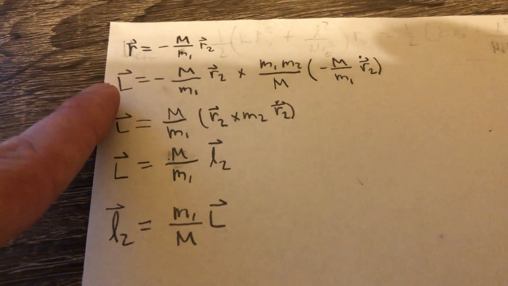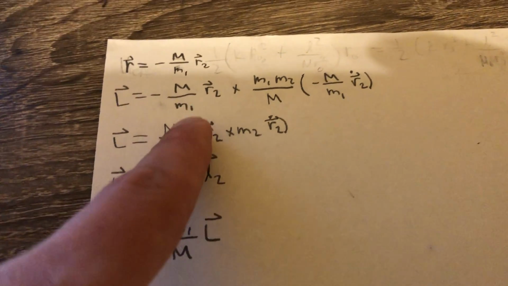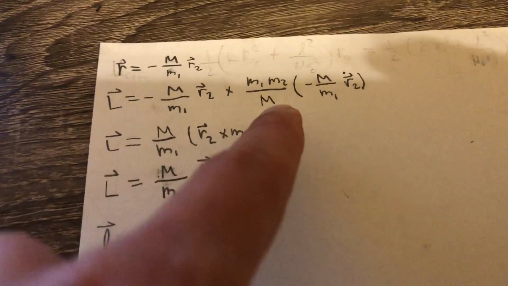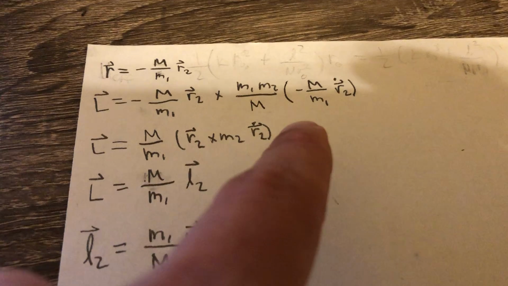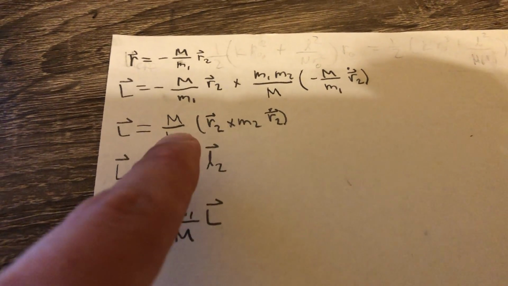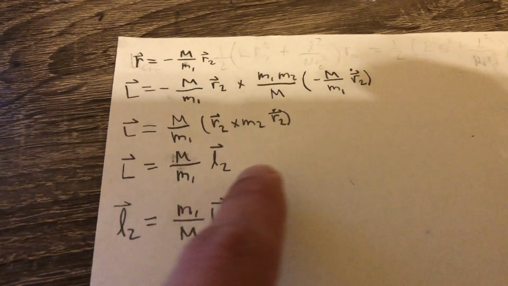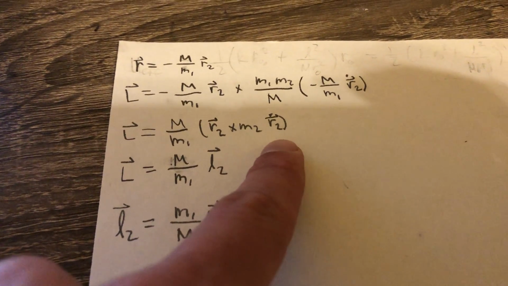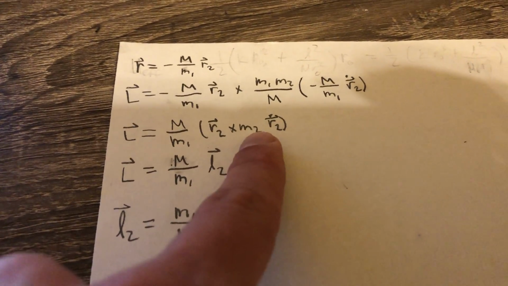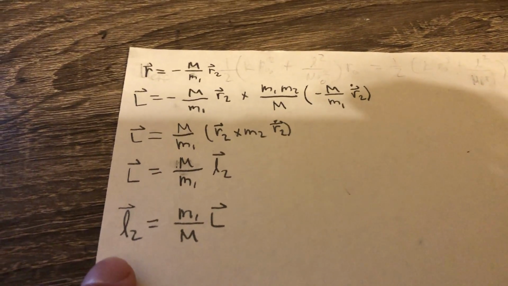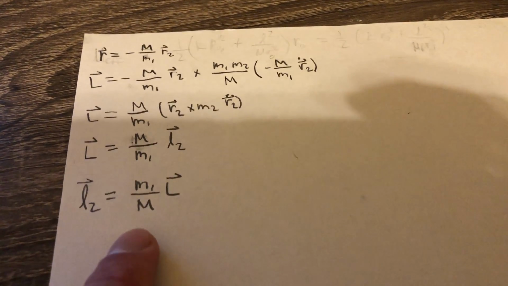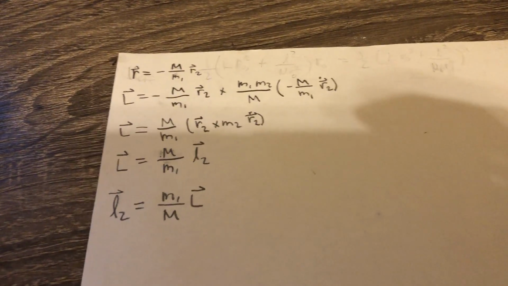And then we get the angular momentum is equal to M over m1 r2 cross m1 m2 over M times negative M over m1 r2 dot. And then it ends up being M over m1 r2 cross m2 r2 dot. And this is, like we said a while ago, the angular momentum of particle 2. So we get L2 is equal to m1 L over M, and we show that the momentum is conserved.